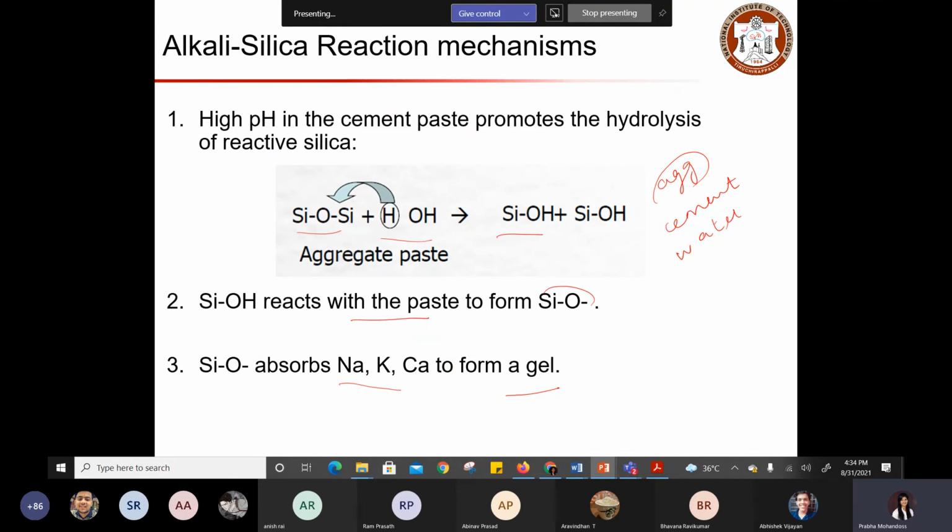So the basic mechanism is that you have the aggregate and paste. High pH in cement content promotes the hydrolysis of reactive silica. That means you have the reactive silica, and in the presence of water, this leads to hydrolysis. So the silica reacts with the water, that forms the silicon hydroxide, and that reacts with the paste to form silicon oxide, and further that absorbs the sodium and potassium to form an expansive gel.